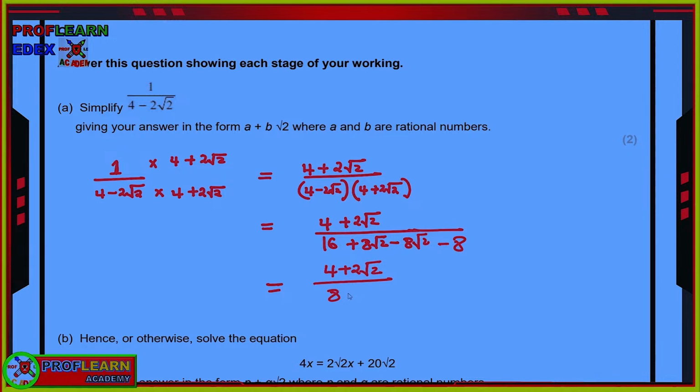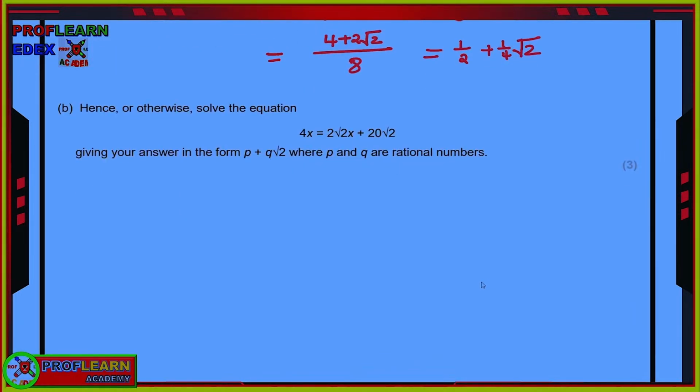And now we can see 4 divided by 8 is 1 over 2, and 2 over 8 is going to be 1 over 4 root 2, like that. So this is the expression that we were supposed to get in this particular part. Now, hence, otherwise questions mean whatever you have gotten from the previous section, you are going to use it to work out the next section.